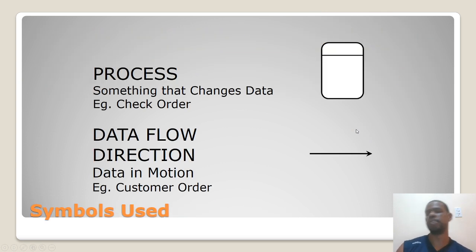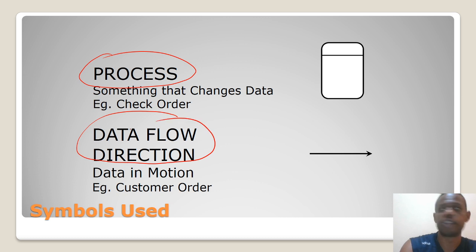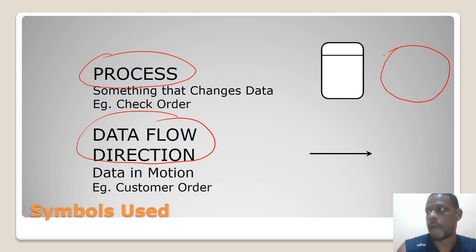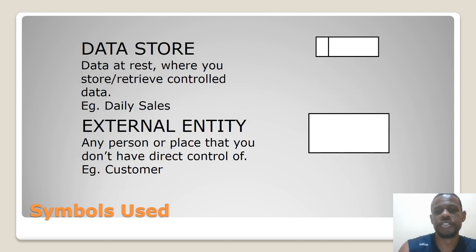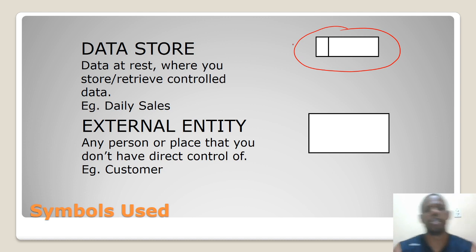So, symbols in a data flow diagram. We have process, we have direction. A process is kind of ovalish. Processes could also sometimes look like this, or look like arrows. Well, data flows will be arrows. Then you have data stores. A data store is like a book or a database or anywhere that you write down information, or storage, right?